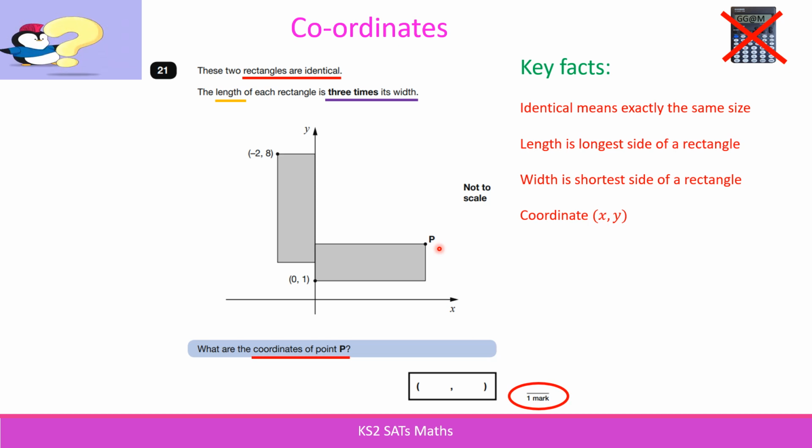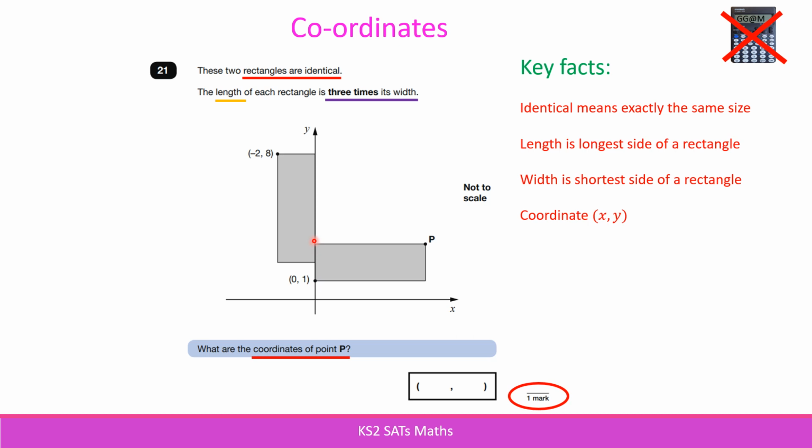Great work, guys. Hopefully you've managed to come up with an answer or think of some kind of way to be able to get a coordinate for P. It is tricky because you're only told that the bottom left-hand corner is (0, 1), and the top left-hand corner is (-2, 8). So this means this comes across 0 and we go up 1.